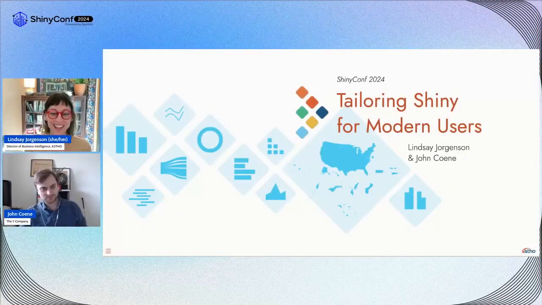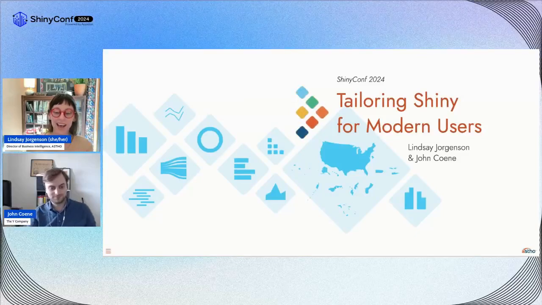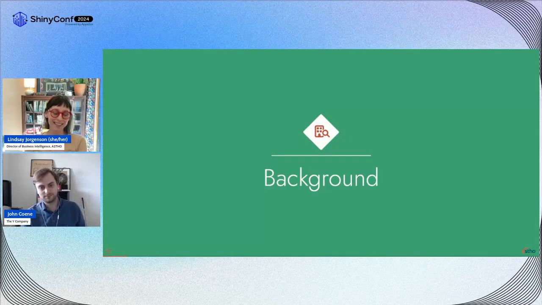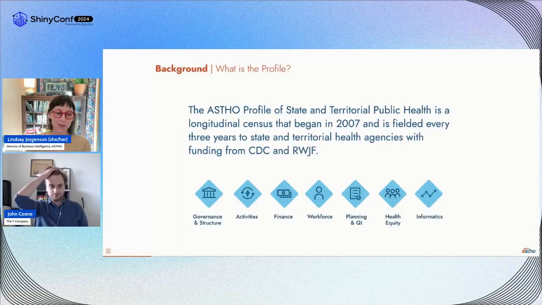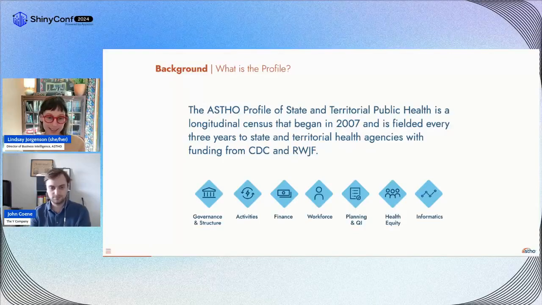Great. Well, hello, everyone. I'm Lindsay, and I'm here with John. I'll jump right into the background. This talk is about tailoring Shiny for modern users, so I'll spend a good amount of time talking about process. But first, to give you a little background about ASTHO, public health in the US, and then the profile. ASTHO is the Association for State and Territorial Health Officials.